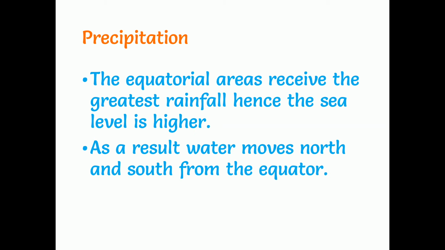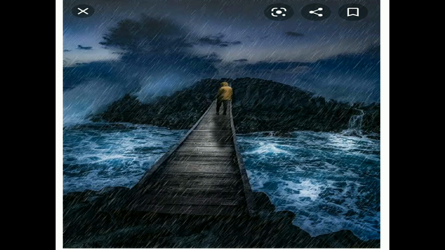We know how the earth is, it bulges near the equator. Because of the bulging portion near the equator, the water moves towards the north and south directions. So this is a picture of the precipitation on the oceans. Because of this, the water level in the equatorial region increases and moves towards the polar regions.